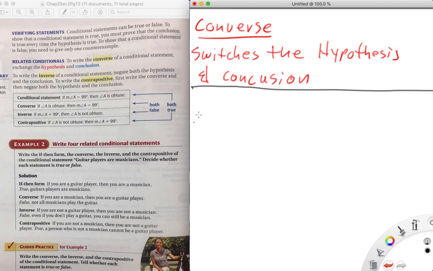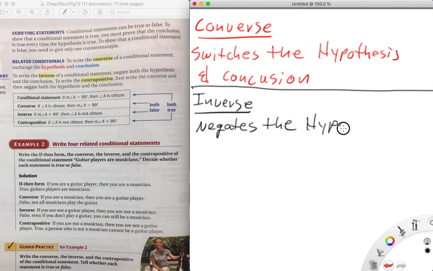Then we have something called the inverse. And the inverse is a conditional statement that negates both the hypothesis and conclusion. So inverse negates, we talked about what a negation is, so not this or not that. Negates the hypothesis and conclusion.